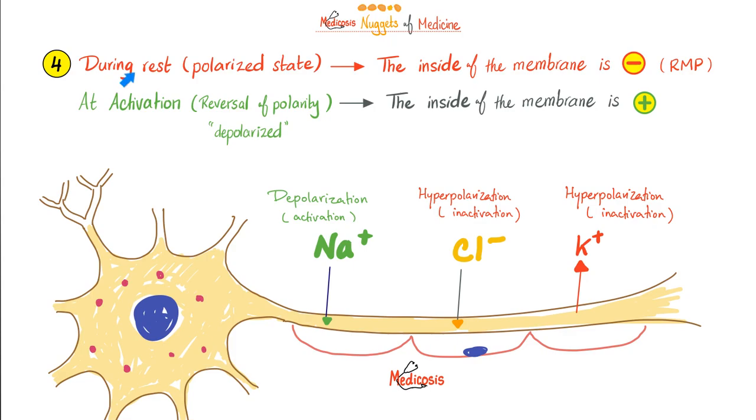Nugget number four, during rest, aka the resting membrane potential or the polarized state, the inside of the membrane is more negative compared to the outside. However, upon activation, upon depolarization, upon reversal of polarity, the inside becomes more positive because sodium is coming in. Sodium is positive, sodium influx will make the inside of the membrane more positive.